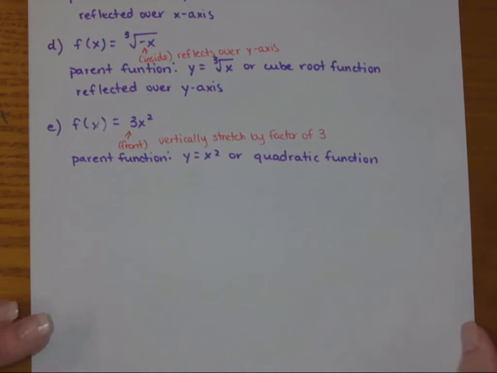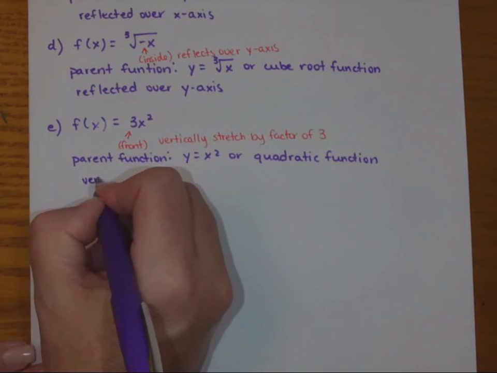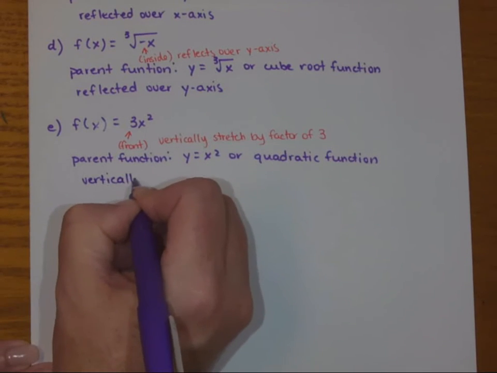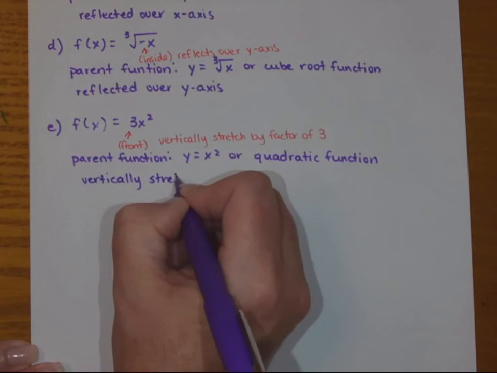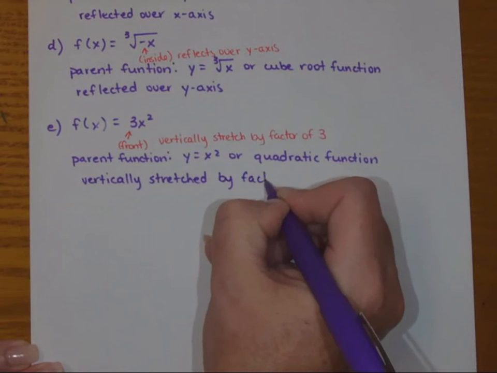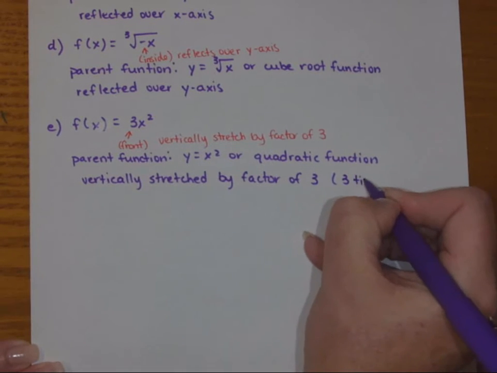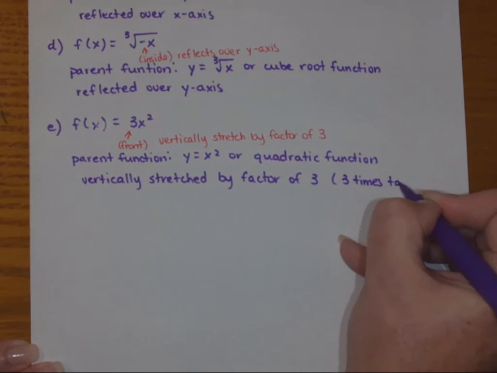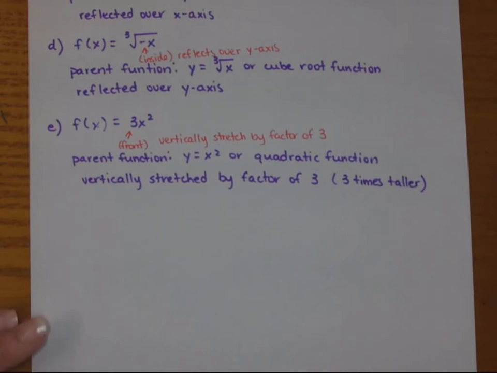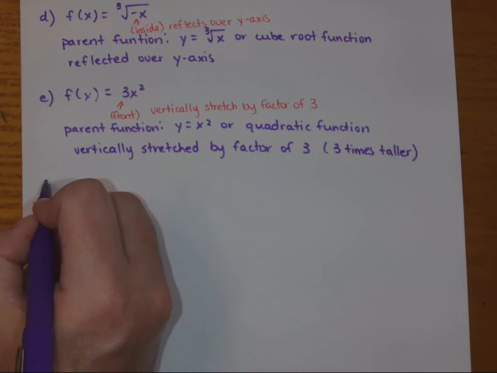Okay, if it would have been 1/3, we would have said vertically shrink it by a factor of 1/3. So this is going to be vertically stretched by a factor of 3. In other words, 3 times taller. So make sure you understand what vertical changes will do. It'll either make it taller or shorter.